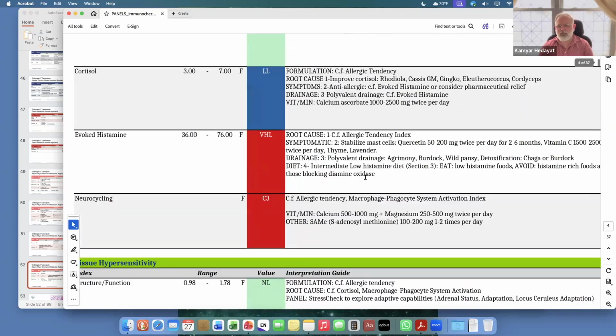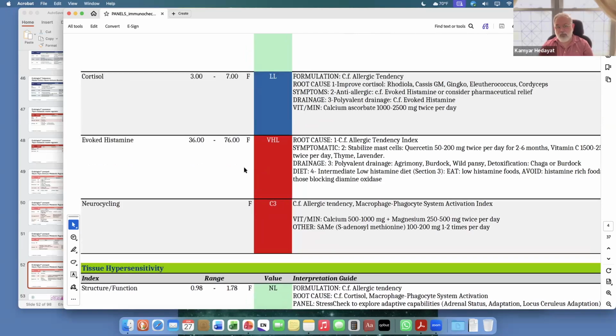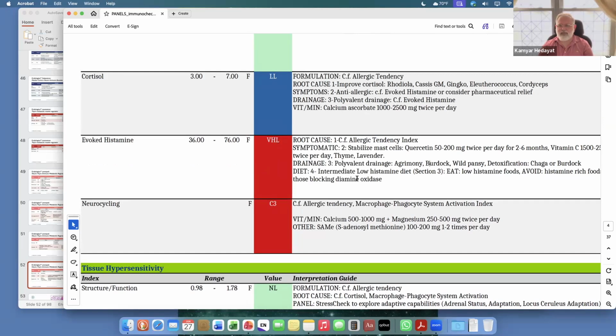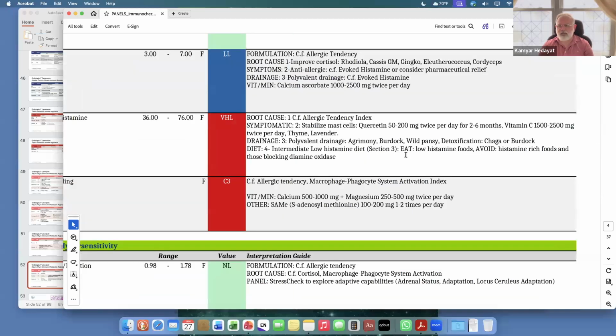When it comes to a low histamine diet, what's also new and that you won't find in the allergic tendency panel is because of the ranking of how high the evoked histamine value is, it'll give you a very specific recommendation of how closely the patient has to adhere to the full low histamine diet. So it says that because there's an intermediate level of observed, which means eat low histamine foods and avoid two types of things, histamine-rich foods and those blocking diamine oxidase.